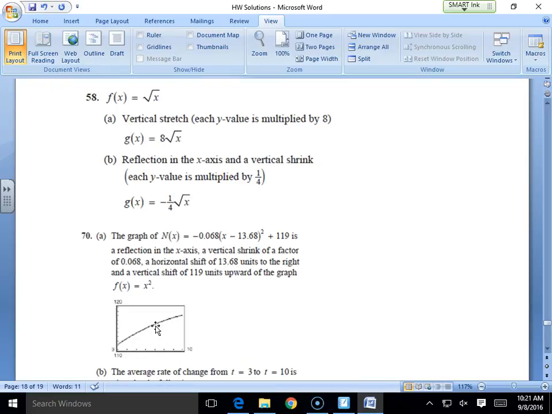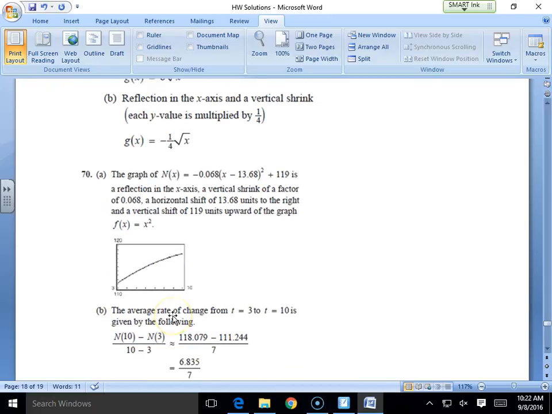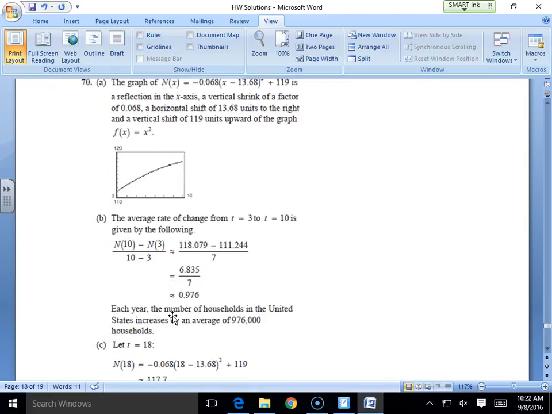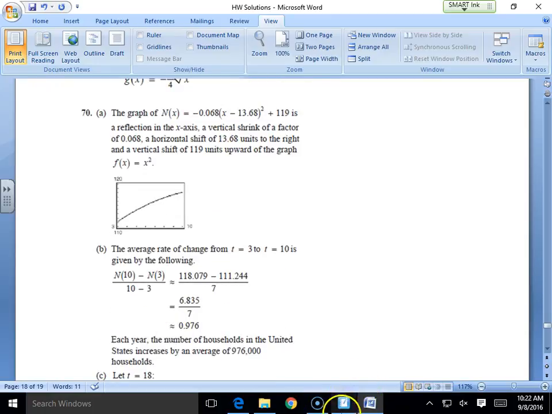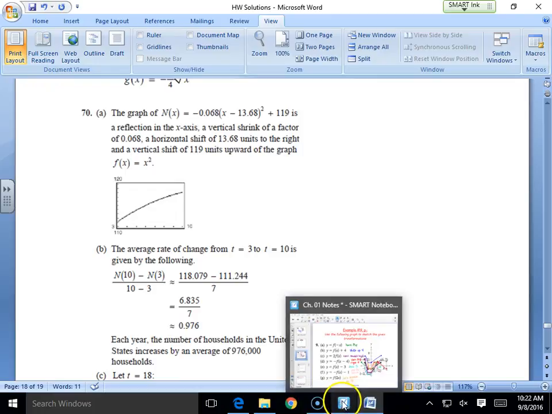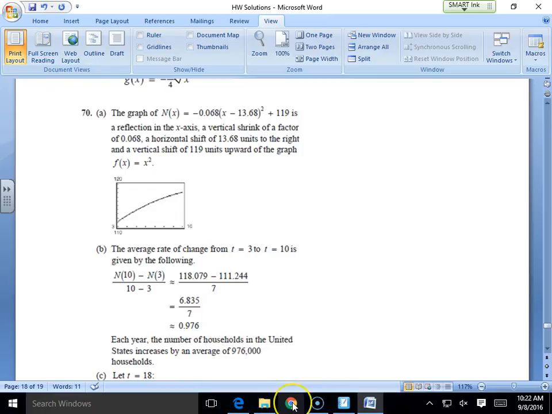Hold on. Let's look at number 7. Actually, number 70 is long. It's like a beast word problem. Let's go look at Lucas' last question real quick.